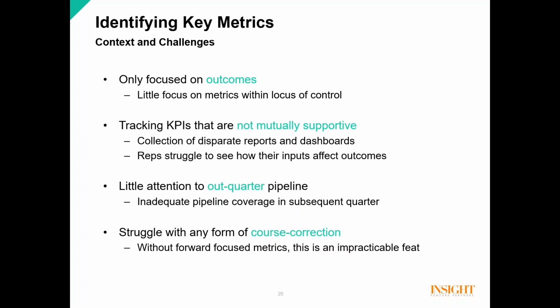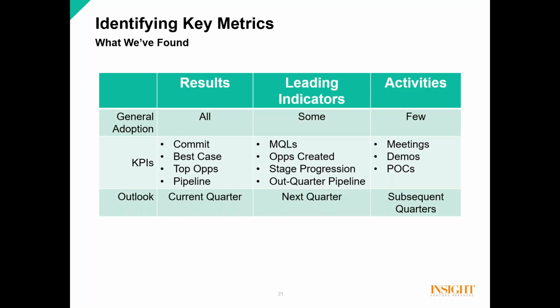So what we recommend is looking at it in 3 buckets. And the first bucket is the results or the outcomes. And you can see in the second line here we have general adoption. And general adoption means what we see across the portfolio. So everyone is tracking outcomes. And we mentioned that, again, closed won, commit, what your top opportunities are, those kinds of things. What we recommend moving toward is tracking all 3 of these buckets.